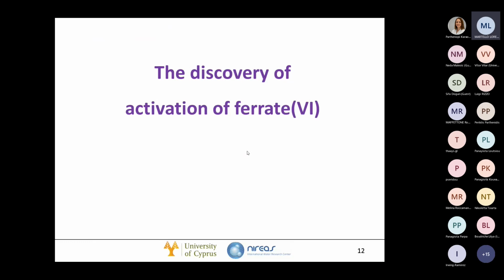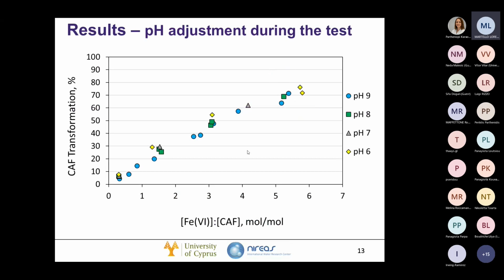And now I will go through some results and how we designed experiment by experiment when we got some unexpected findings, and then this ended up in the discovery of activation of ferrate 6. So in the first set of the experiments, we had that experimental setup. We had iron 6 and caffeine in the solution, and we were adjusting the pH using hydrochloric acid during the experiment in order to maintain the desired pH.